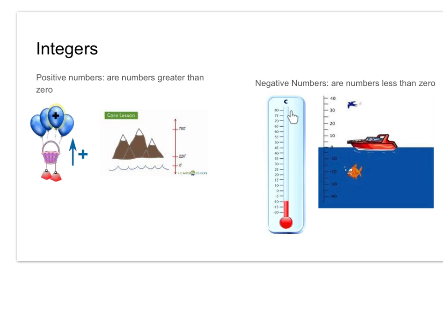Okay, negative numbers are less than 0. So if you think about a thermometer, numbers below 0 are negative, and especially if you live out here in Chicago, we know what negative numbers are because most of our winters are in negative digits. Or if you think about a ship, it could be below 0. Our fishies like to swim underwater, so they are below sea level.